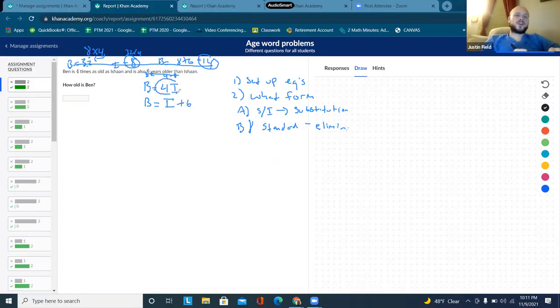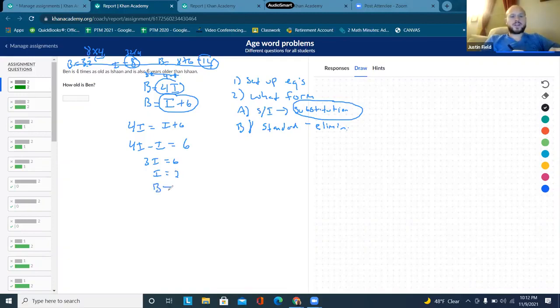So I'm going to circle the mx plus b parts, and I am going to write them next to each other. Okay, this is substitution. So we're using substitution. And then we put our variables on the left and our numbers on the right. So that's going to be 3I equals 6. So I equals 2. So Ishan is 2 years old.